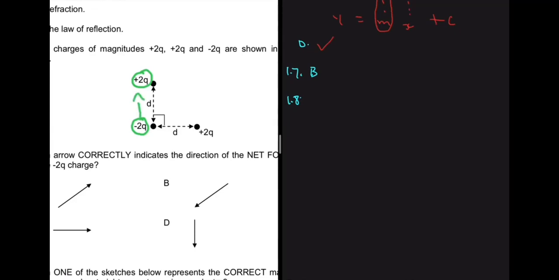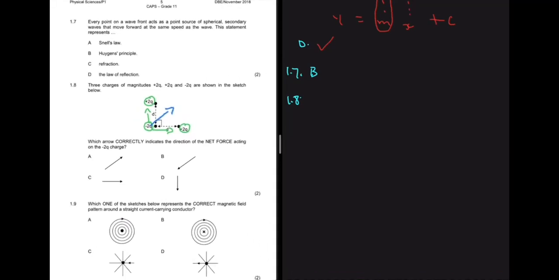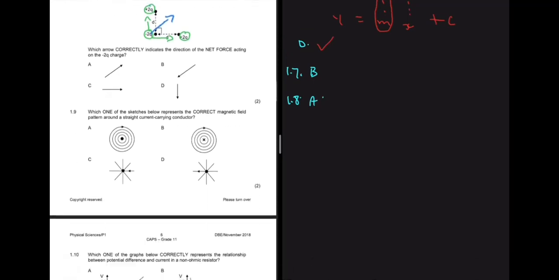And then here we have minus 2q and plus 2q. So this one will be pulling it to the right because they're attracting each other, right? So you should see now that the resultant net force, right, will be somewhere there, right? And then which option is that? That is option A, right? And then now we can move forward and go to 1.9.